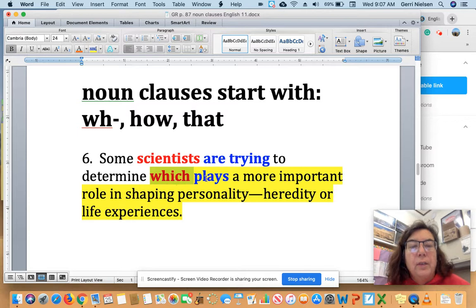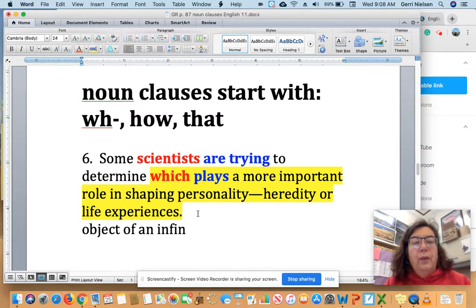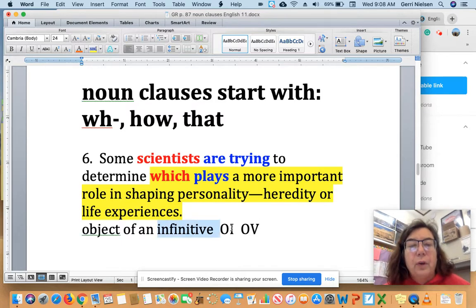Dependent clause, because we have a subject and a verb. Noun clause, because it starts with a which, and it's a thing. It's the thing that the scientists are trying to determine. So that noun clause is acting as an object of an infinitive, and we learned about that. It's an OI, object of an infinitive. Sometimes these are called objective verbals because an infinitive is a verbal.